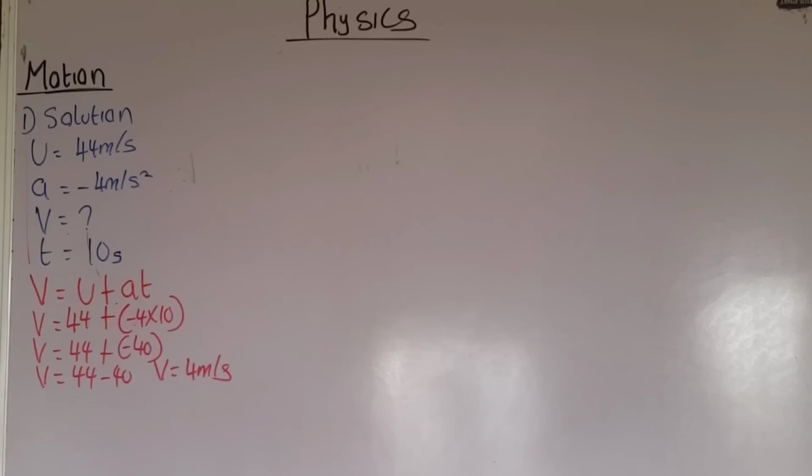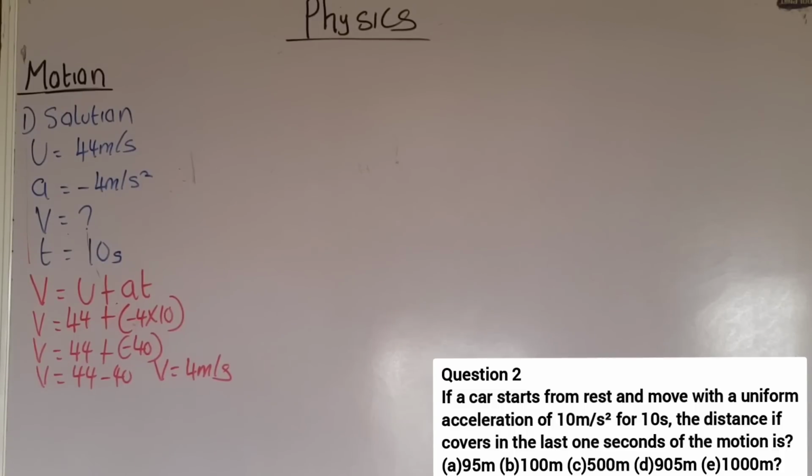You understand? Okay, so let's have another question. If a car starts from rest and moves with a uniform acceleration of 10 meters per second squared for 10 seconds, the distance it covers in the last 1 second of the motion is dash. We are given the following options: A 95 meters, B 100 meters, C 500 meters, D 905 meters, E 1000 meters.